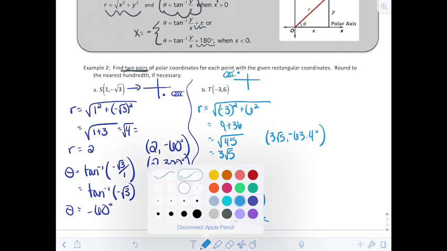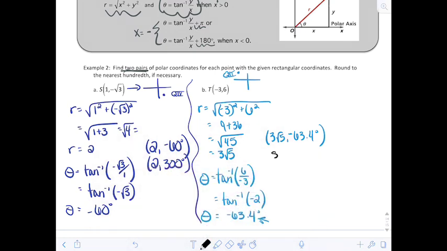However, that can't be our solution because that's in the wrong location. So we're going to make our adjustment. Solutions, because we need 2. So we're going to let 3 root 5 stay, but we're going to take negative 63.4 degrees and add 180 degrees to that.